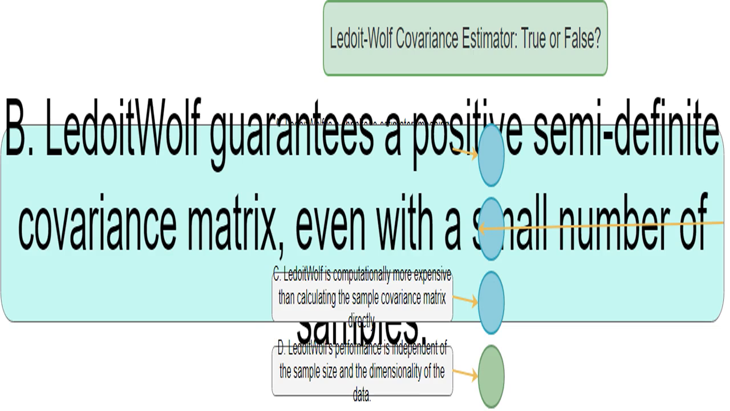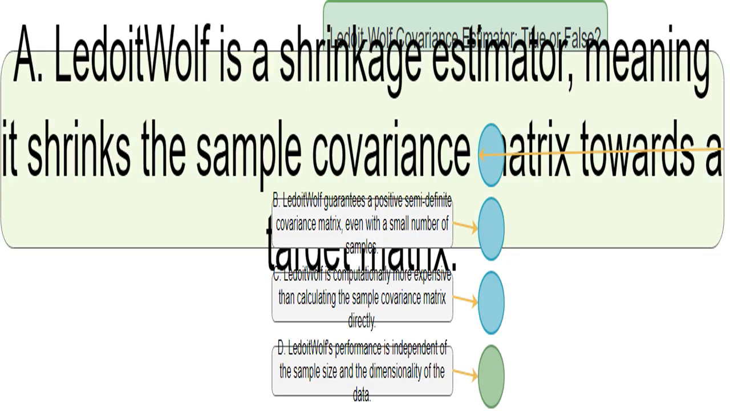This quiz question tests your knowledge of the LedoitWolf covariance estimator. We'll explore whether statements about its properties are true or false. I find this statement true. The LedoitWolf method cleverly avoids a common problem with sample covariance matrices. When you have many variables and few samples, the sample covariance matrix can become non-positive semi-definite, which is not mathematically valid for a covariance matrix. LedoitWolf solves that issue.